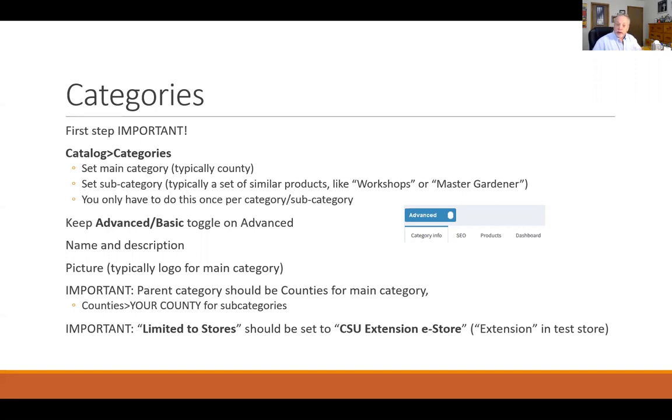I suppose there might be other CSU extension entities besides counties that can be setting up e-stores, but generally it's going to be your county. Your subcategory is typically going to be a set of similar products within your main category, like workshops or Master Gardener fees, like apparel, drinking mugs, stuff like that. So category, typically your county. Subcategory is a series of related items. You only have to do this once per category or per subcategory.